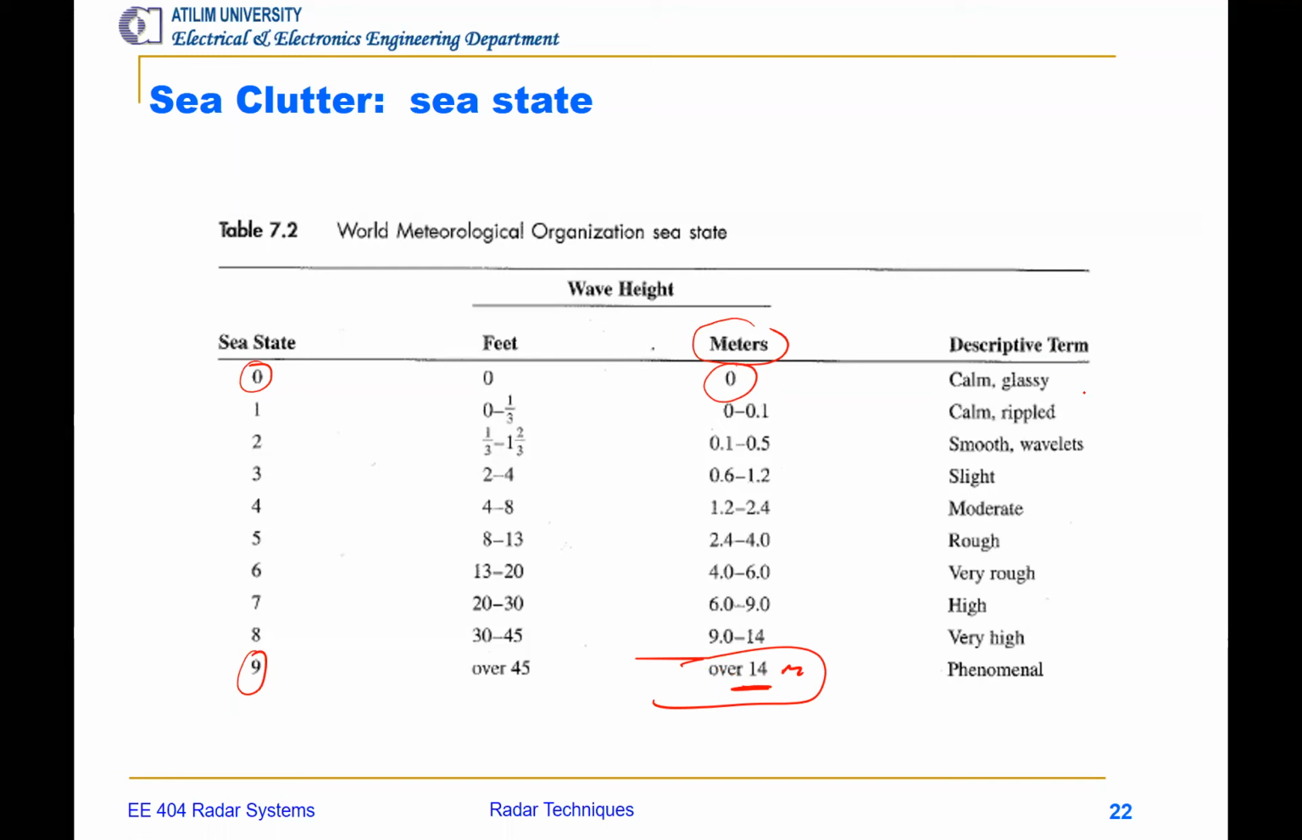Sea state 0 refers to the sea where it is just like glass. How to say in Turkish, çarşaf gibi. Okay, the sea is çarşaf gibi, we call it. Okay, calm and glassy. And over 14 meters, we talk about just like the tsunami. In most oceans, we are talking about this region. Okay, these are very typical.